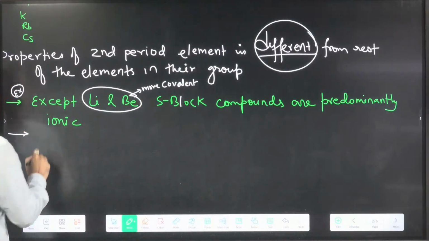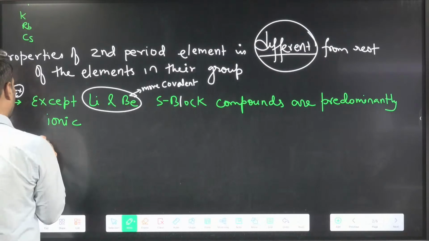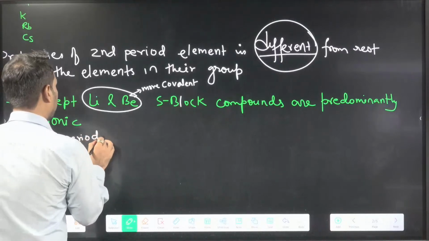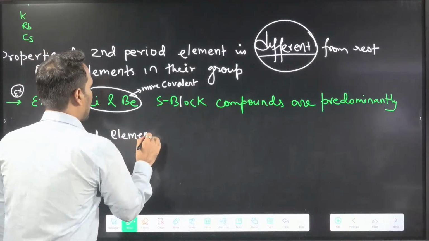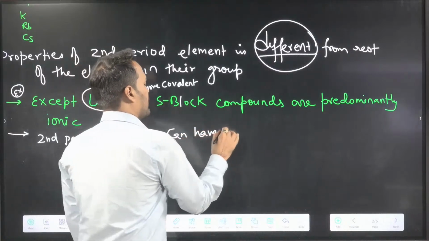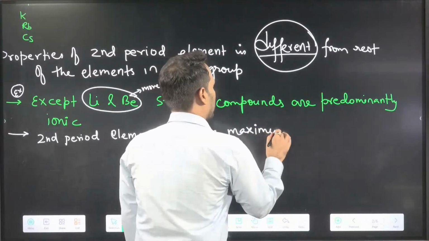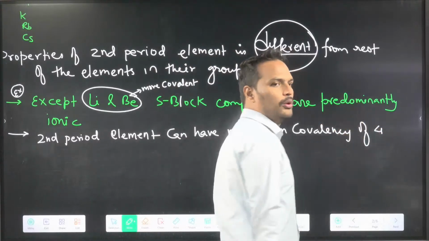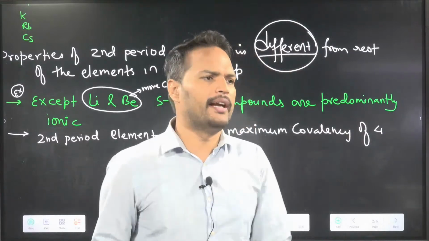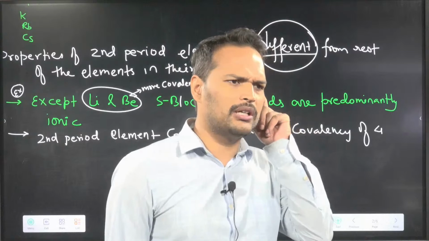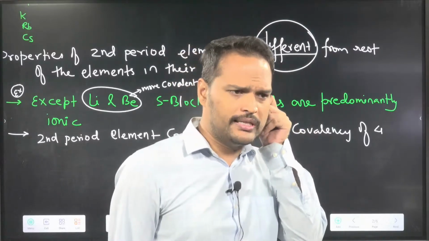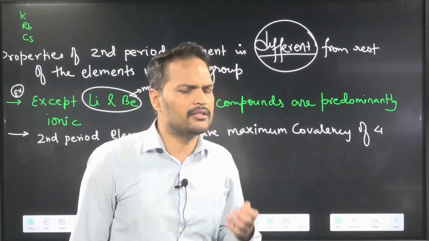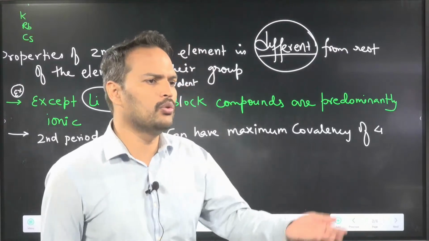Second example. You remember covalency? Second period elements can have maximum covalency of 4. Covalency means you can say simple covalent bonds. Covalency means what you understand? बताओ covalency मतलब क्या बोलोगे? What will you say about covalency? Covalency, electrovalency. So covalency is nothing else but how many covalent bonds you are making.